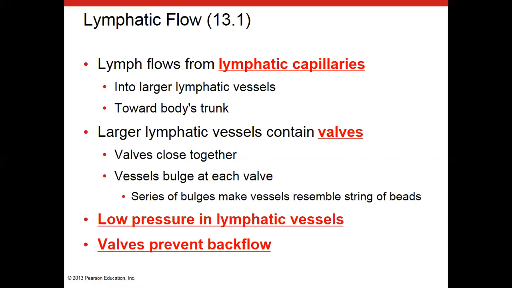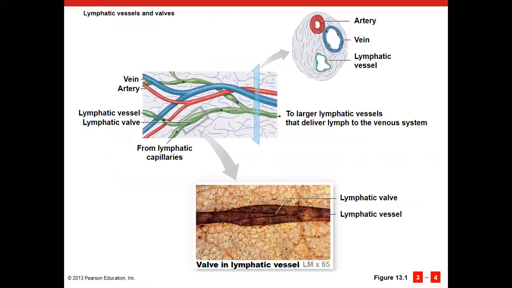Basically, there's a pretty low pressure in lymphatic vessels, so the valves prevent the backflow of lymphatic fluid and help move it towards the thoracic cavity, where it empties back into some major veins. It's actually the subclavian veins, so we'll talk about that. This sideways V right here is a valve in a lymphatic vessel.